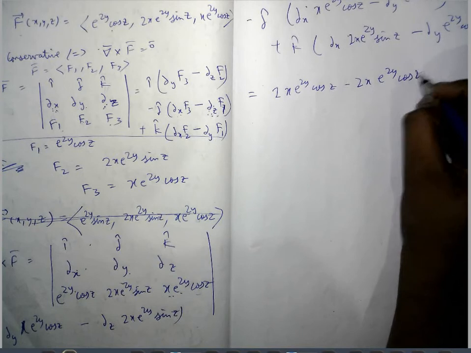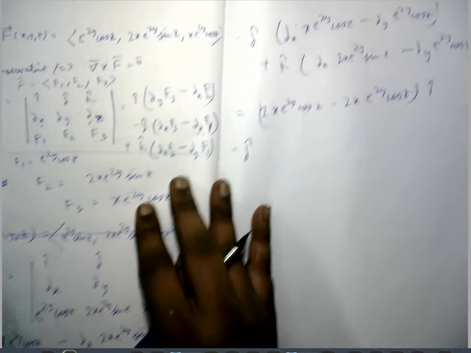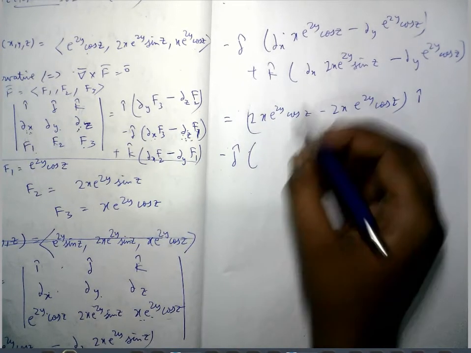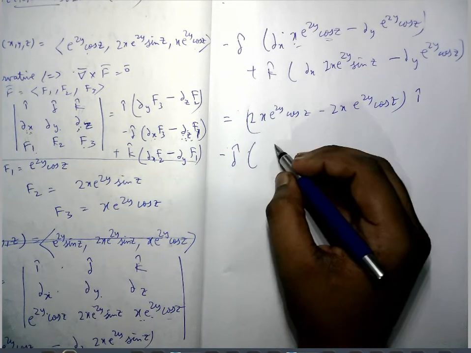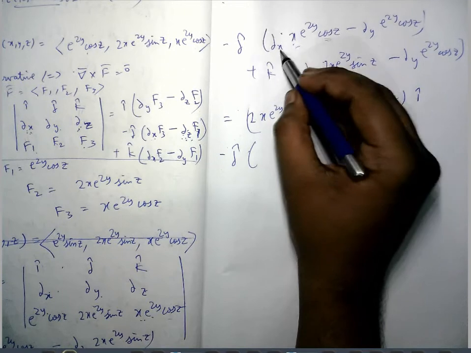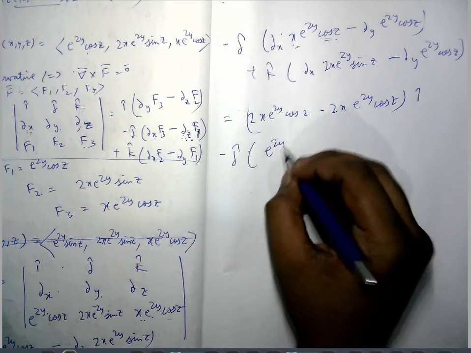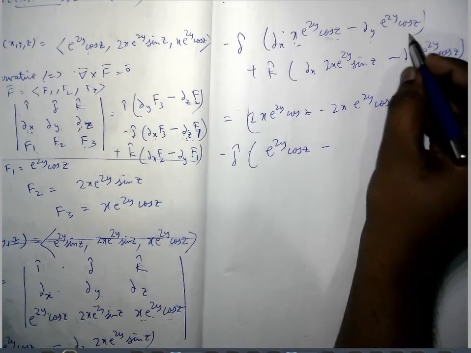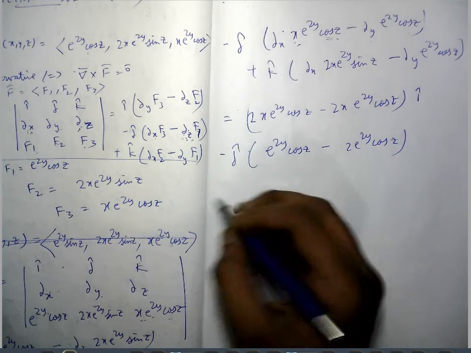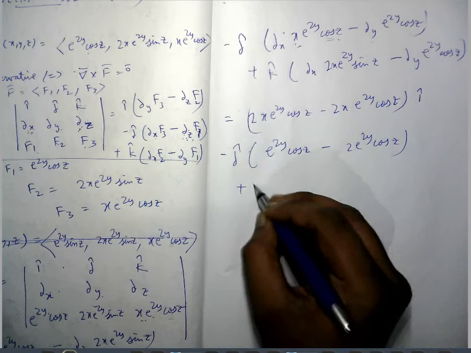And for j cap component, you evaluate this term. This is equal to x e to the power 2y cos z minus the partial derivative of this function with respect to x, which will be e to the power 2y cos z, minus the partial derivative with respect to y, which will be 2 e to the power 2y cos z. And for k cap we have 2 e to the power 2y sin z minus 2 e to the power 2y cos z.